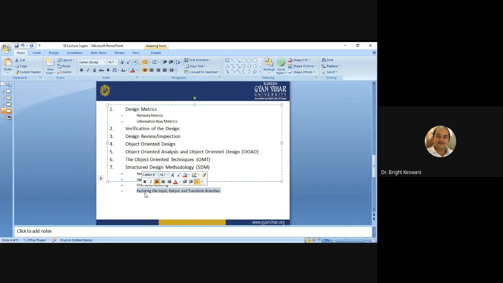Okay. Today we have discussed design metrics, network metrics, and information flow metrics. Secondly, we discussed verification of the design through a review and inspection mechanism. We had a discussion about object-oriented design and OOAD. Then we discussed OMT and SDM, and we elaborated all four steps of the structured design methodology. Okay, this is all from my side. Do you have any questions? Then please ask.